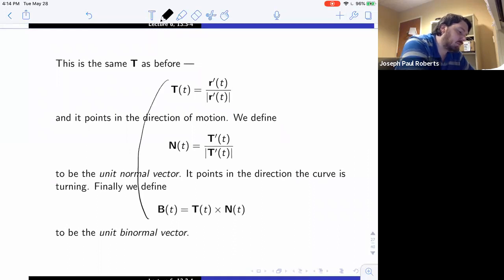So these are the three formulas that you're going to need to know. And yeah, so T is just R prime normalized, N is T prime normalized, and B is T cross N. And they give you a moving coordinate frame along your curve.